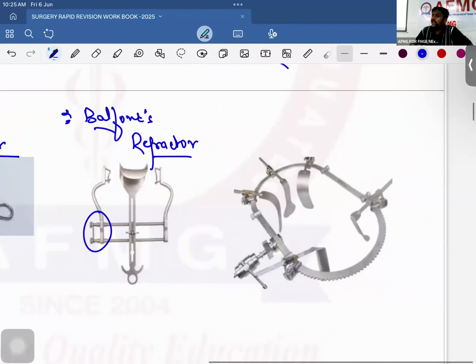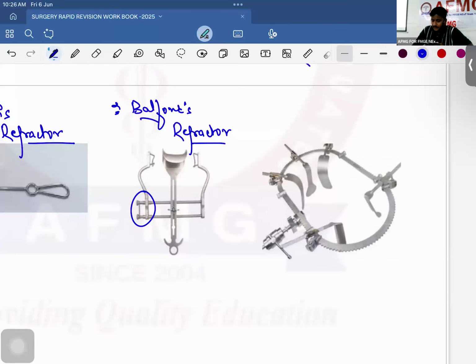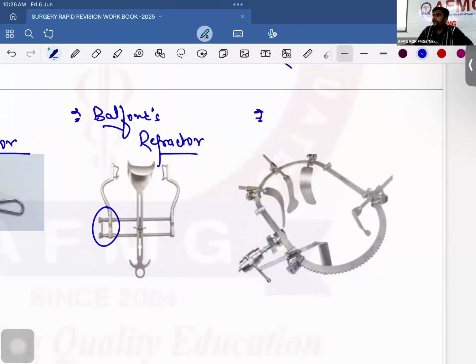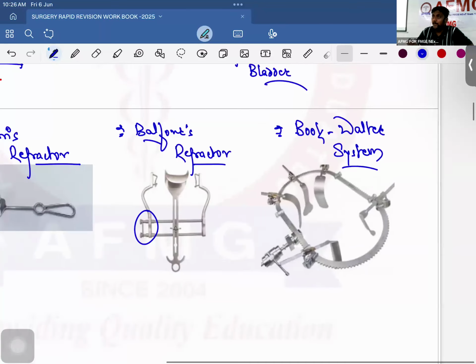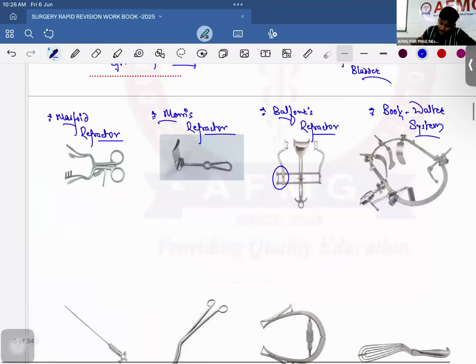Next, for example, if there is an abdominal surgery which is going to take almost 8 hours, 10 hours, beta, usually in case of cancers, like pancreatic cancer, where we perform a Whipple surgery, in those conditions we need a system where all these retractors can be fixed. What is this system called? Very good. This system is classically known as the Book-Walter system, beta. So Book-Walter system is generally used to fix multiple retractors during major abdominal surgeries. Next important is the Sarkari question of your exam. Bolo.